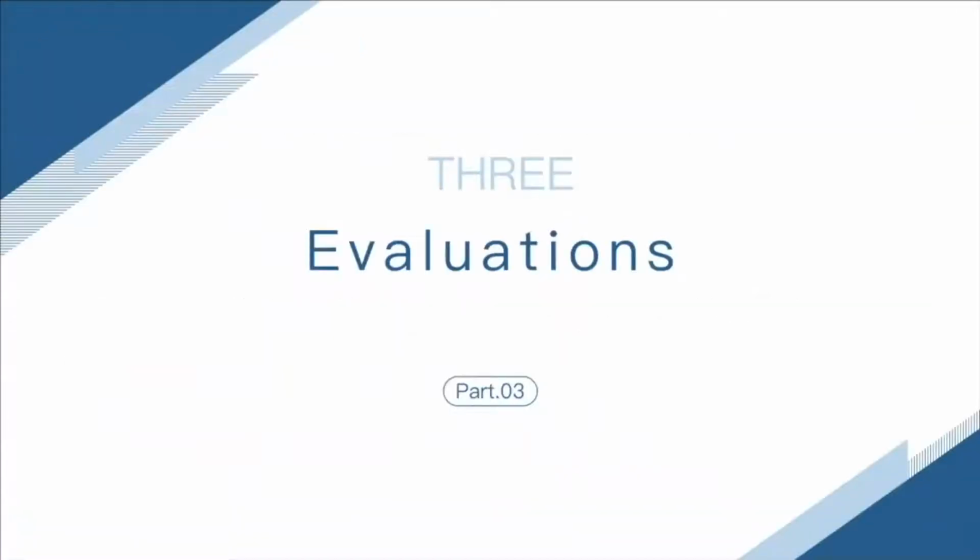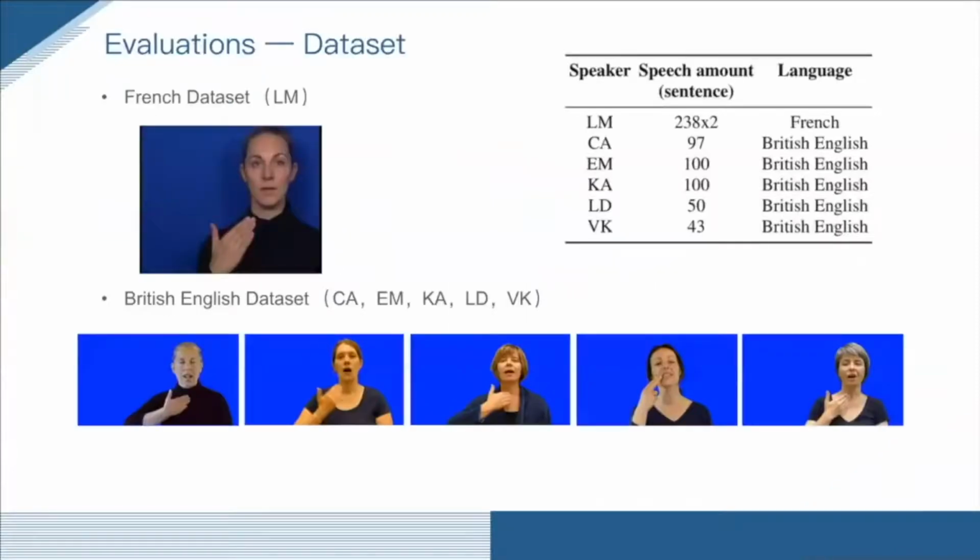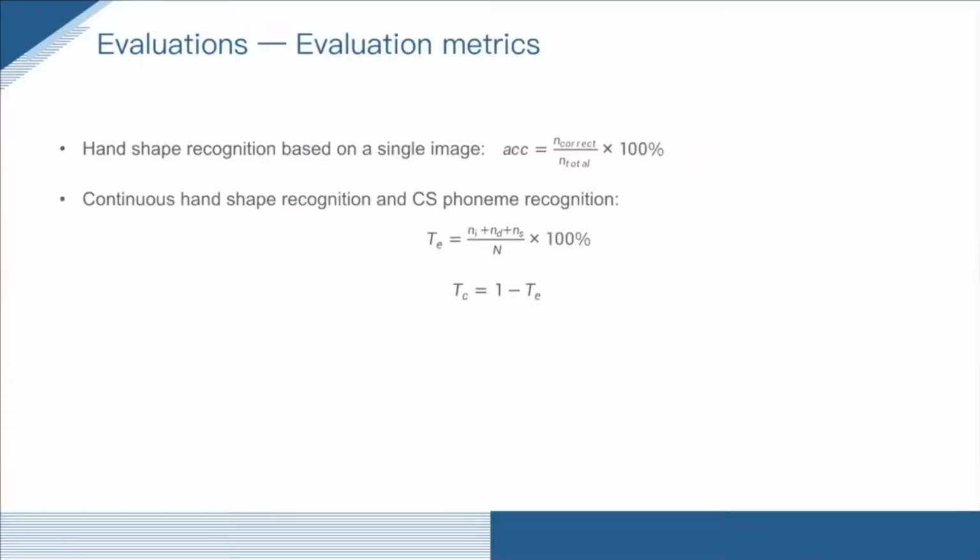The next part is evaluations. This is the dataset we use. The French dataset contains only one person's data, and the British English dataset we built contains five persons' data. The label in the upper right corner shows the number of sentences contained in each dataset. And we use classification accuracy, phone error rate, and phone correction rate as evaluation metrics.